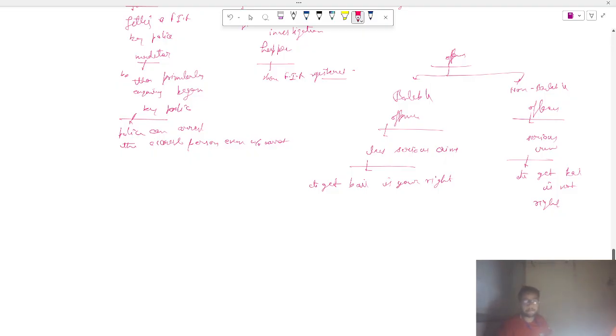Now we have discussed offenses. Now let's discuss what process is followed after the arrest of a person, in case of a cognizable offense.